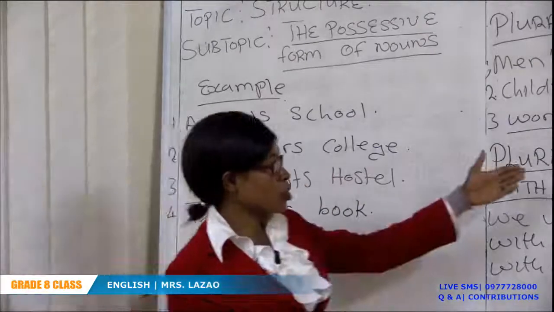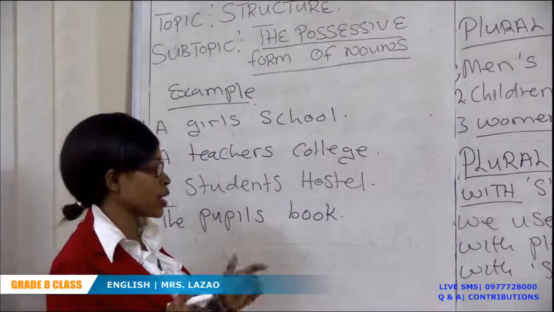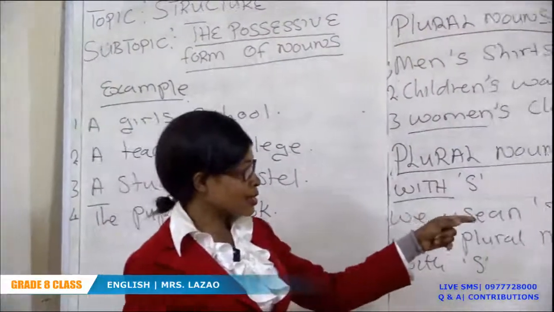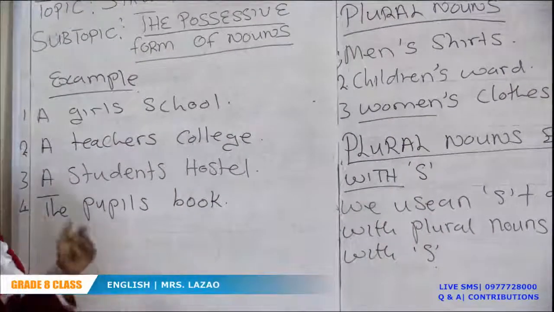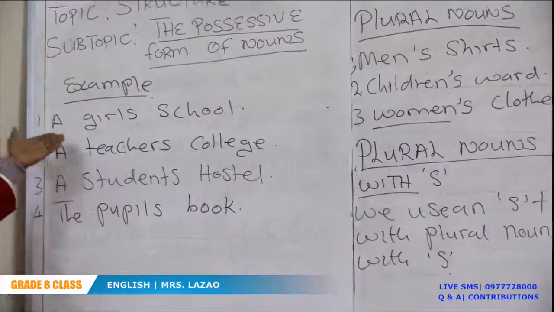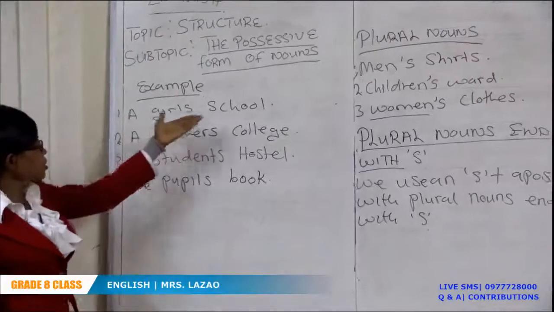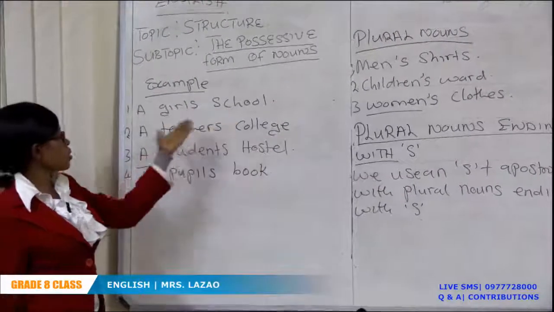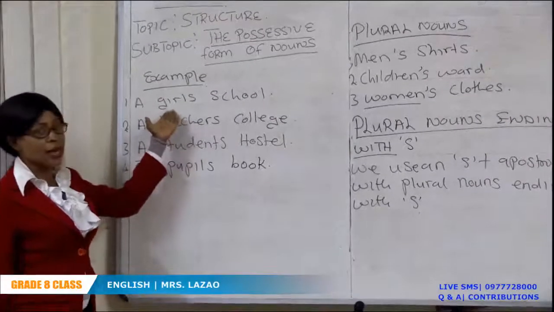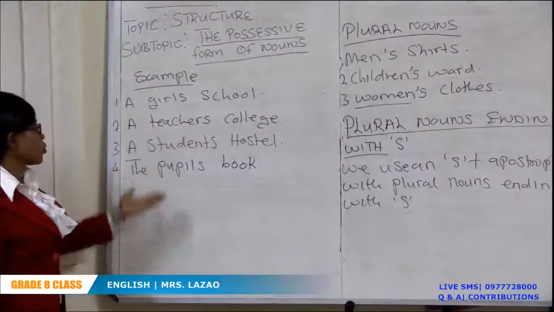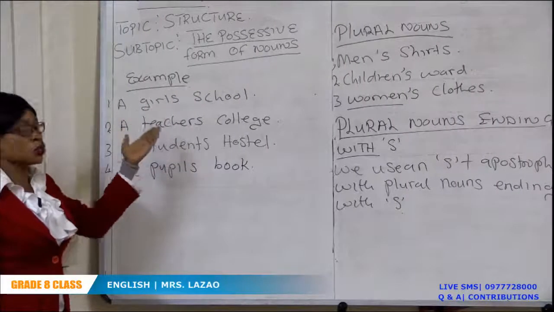We are looking at plural nouns ending with S. We use an S plus apostrophe with plural nouns ending with S. Okay, so when we look at the first one, a girls' school, this is a noun in the plural form. We are talking about 2 or more than 2 girls.